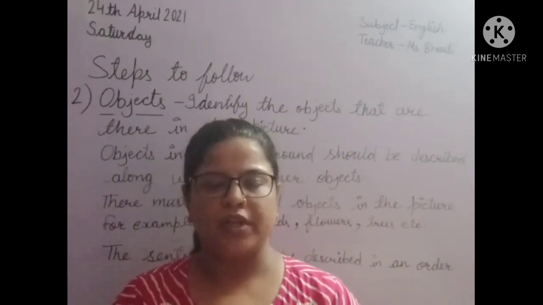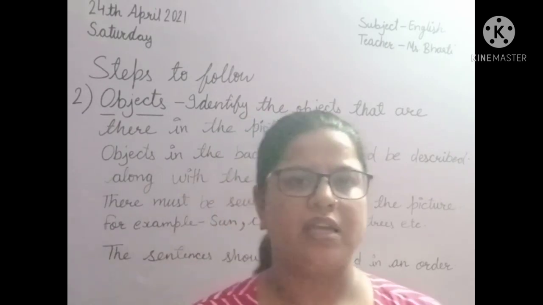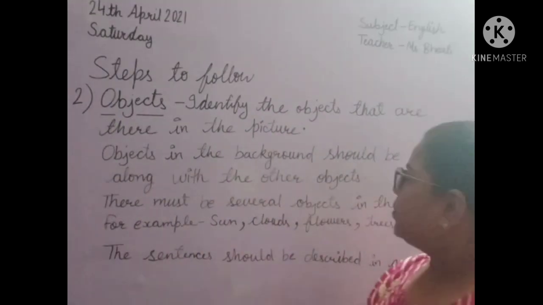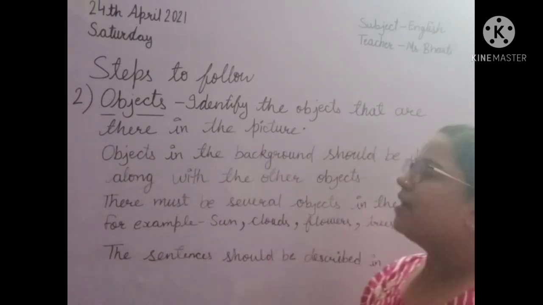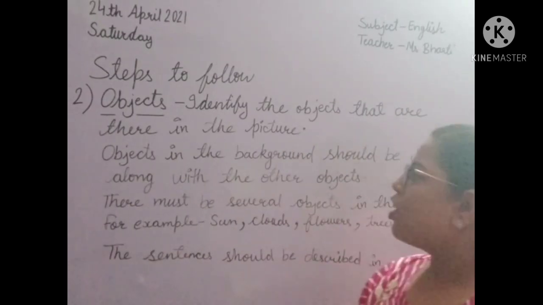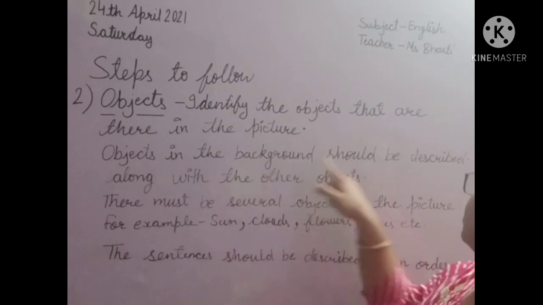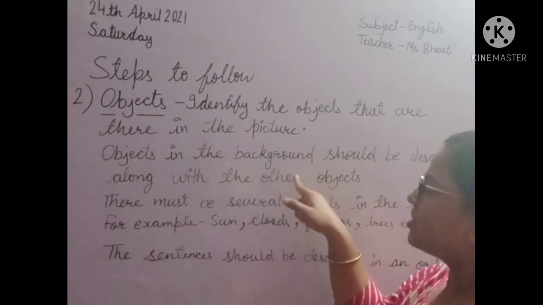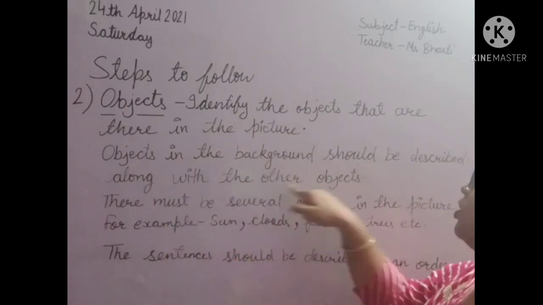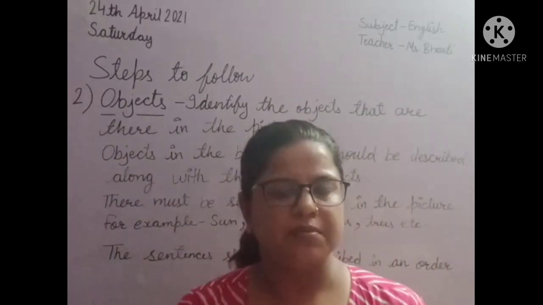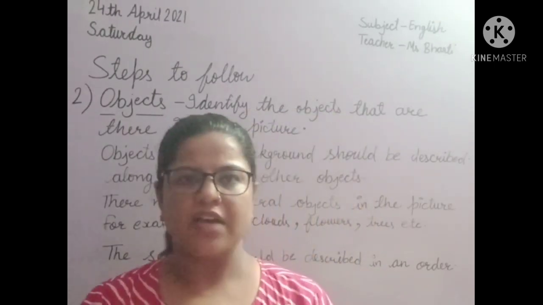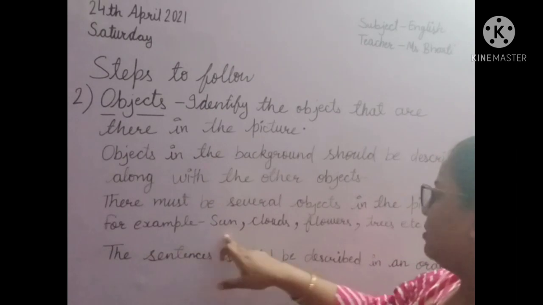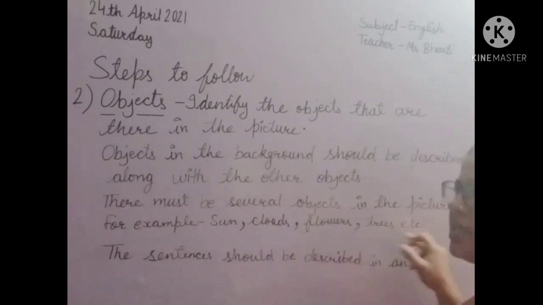Our second point which we need to keep in our mind is objects. The writer needs to identify the objects that are there in the picture. Objects in the background should be described. They should not be forgotten. They should be described along with the other objects. There must be several objects in the picture. For example, sun, clouds, flowers, trees, etc.